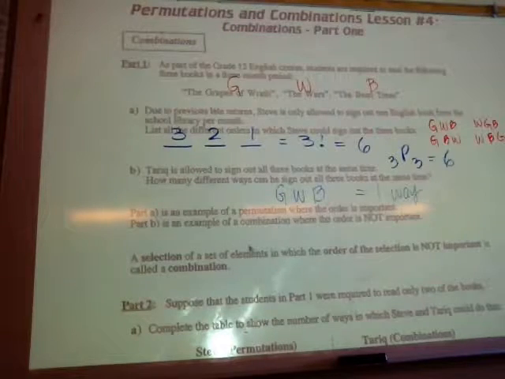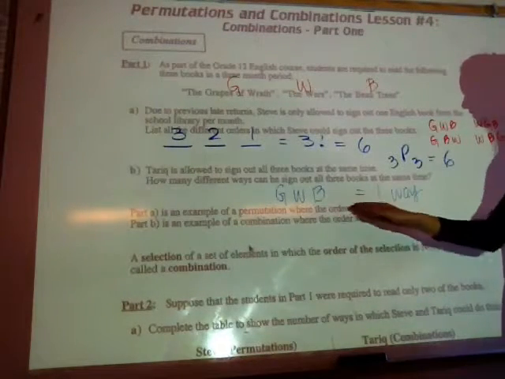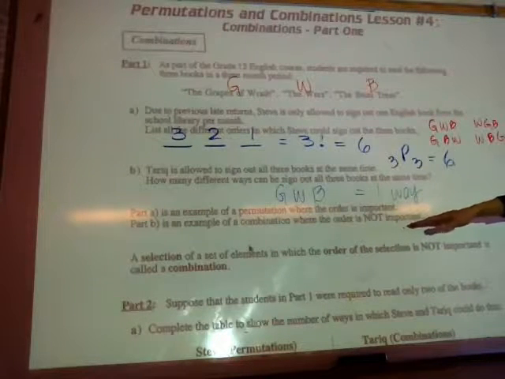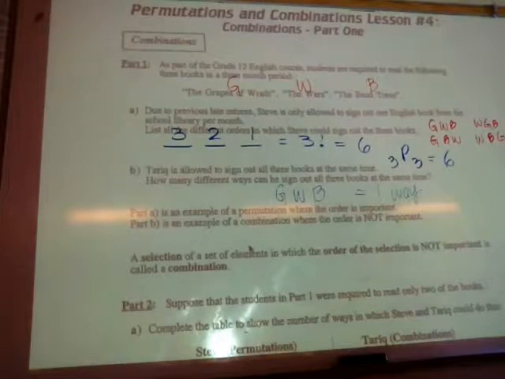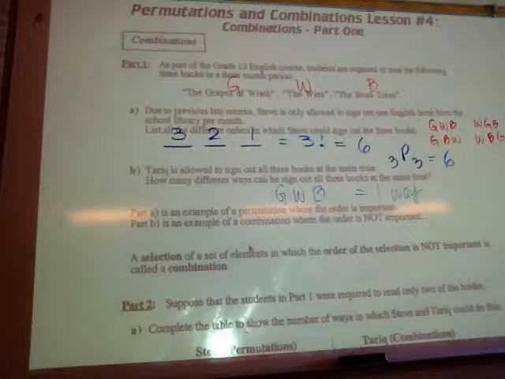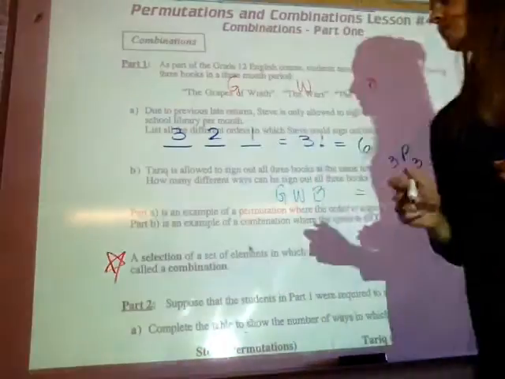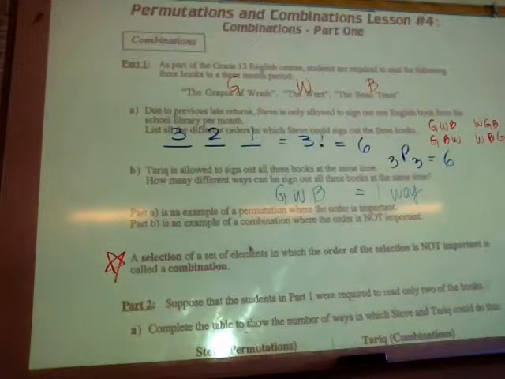Okay, so part A is an example of a permutation. Order is important. Part B with Tariq is an example of a combination where order is not important. So important definition here, a selection of a set of elements in which the order of the selection is not important, we call this a combination. Okay? So order is important for permutations, order is not important for combinations.